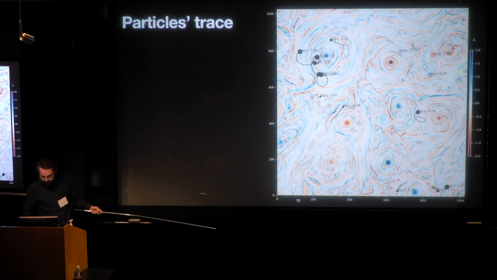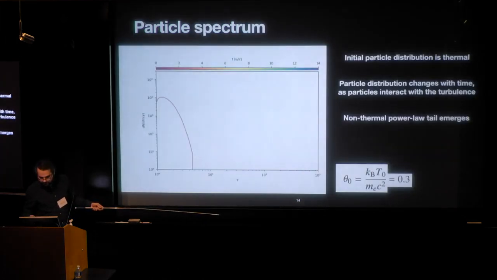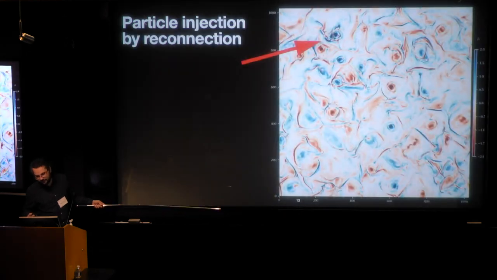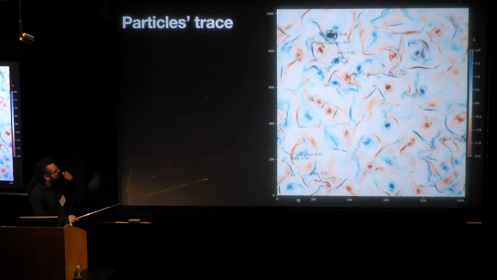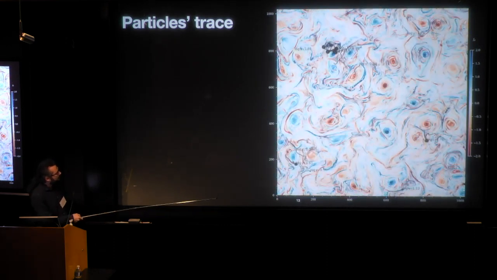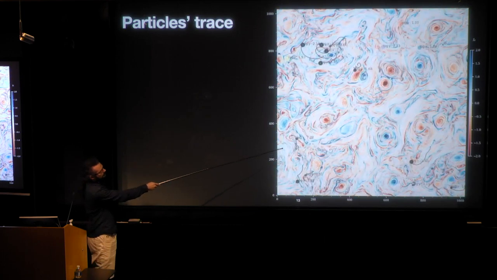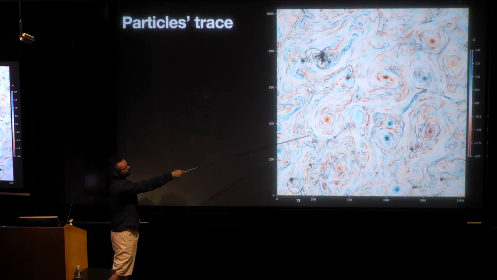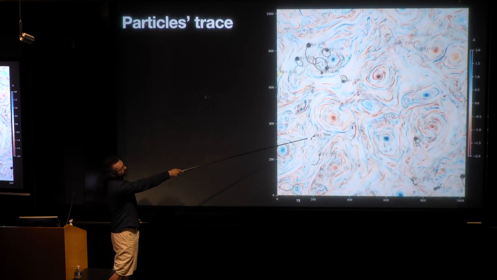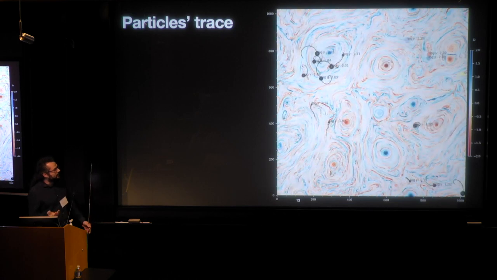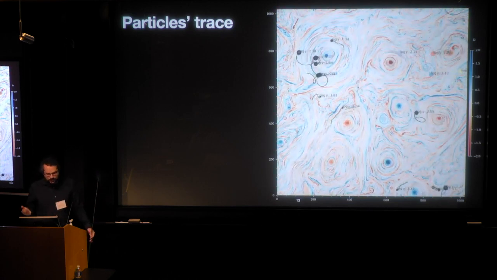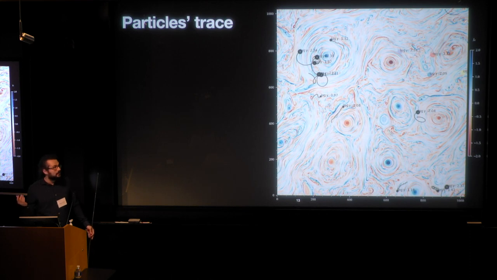Also, we see, okay, sorry. Let's look at some other particle, for example this one. This goes in some direction, then it goes in different directions, then it also travels in this direction. So this is the acceleration the particle undergoes while interacting with different structures of different scales in the turbulent plasma.